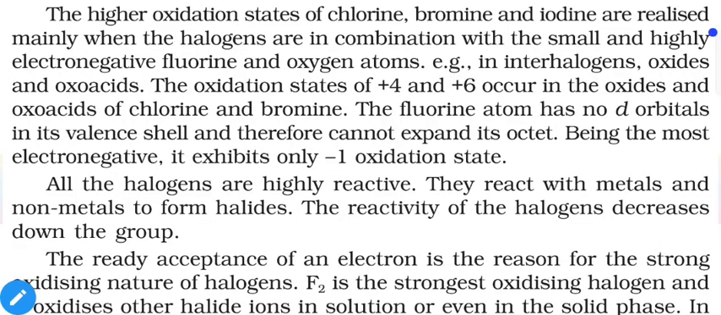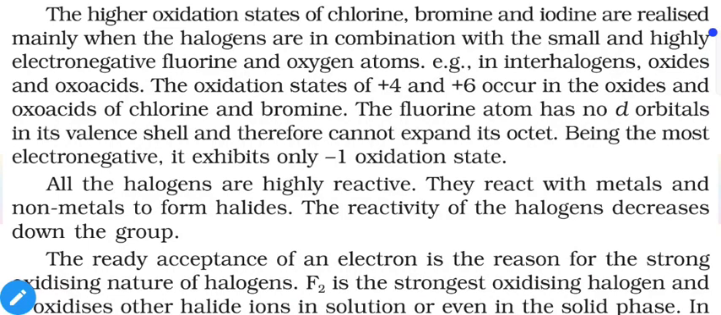Higher oxidation states of chlorine, bromine and iodine are realized mainly when the halogens are in combination with the small and highly electronegative fluorine and oxygen atoms. These are the atoms which are able to split the electrons of these halogen elements. So only two elements are possible for this type of situation: fluorine and oxygen, because they have sufficient electronegativity to split the electrons.